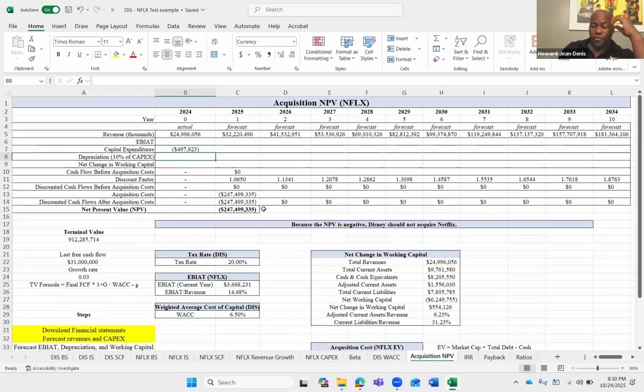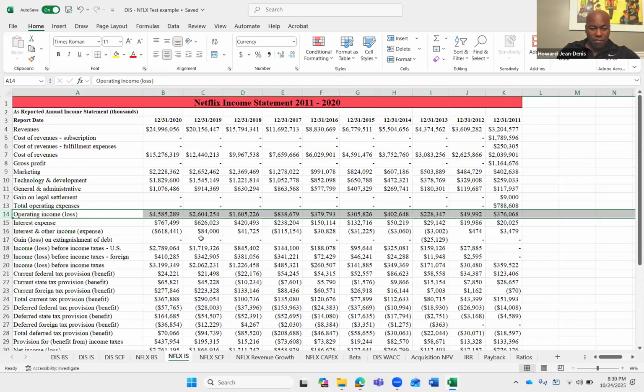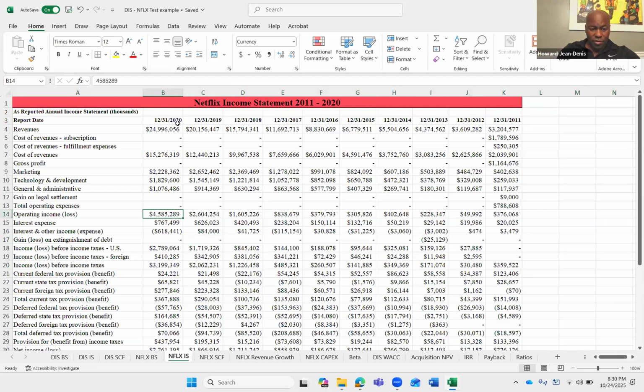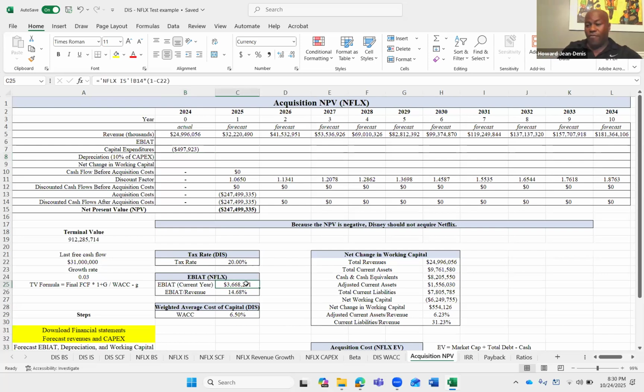Now we're starting to talk about earnings before interest and after tax. That's operating income minus the taxes of the acquiring firm, the firm that now owns it, to pay corporate income tax. So we go to the income statement for the target firm, the smaller firm, and we find this number. In the Netflix income statement, we find the operating income for the last reported year. In this case, you're looking at last year, 2024, and it's 4,585,289. That's this number here.